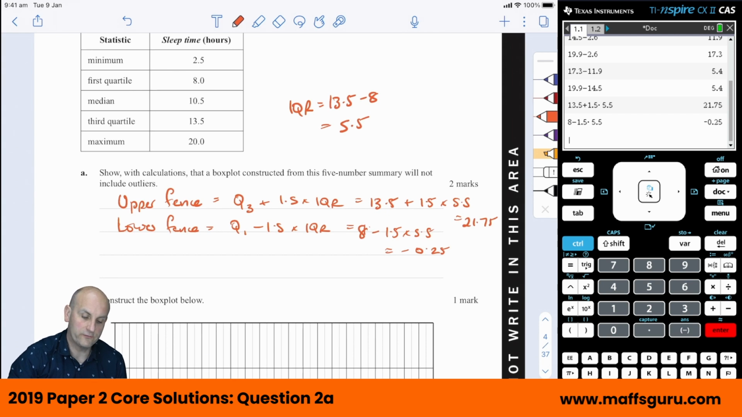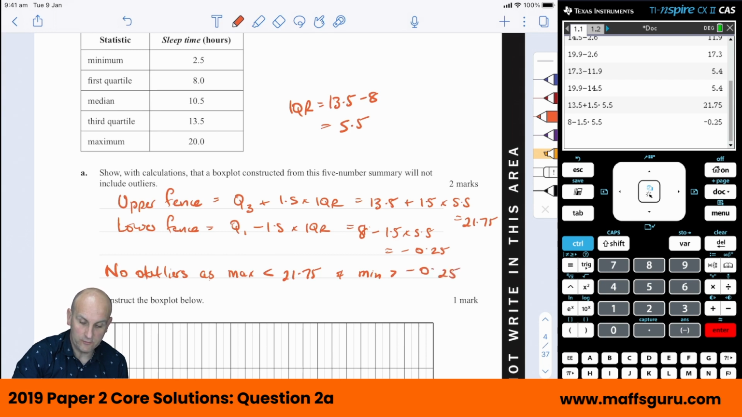And because of this, we have shown with calculations that a box plot constructed from this 5 number summary does not have any outliers, as the max is less than 21.75 and the min is greater than minus 0.25.